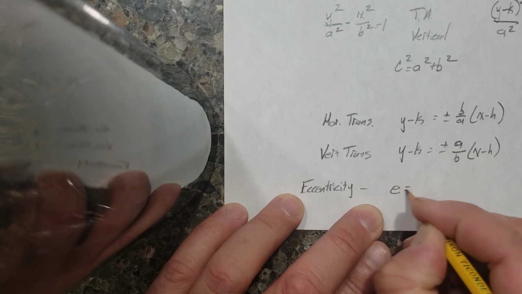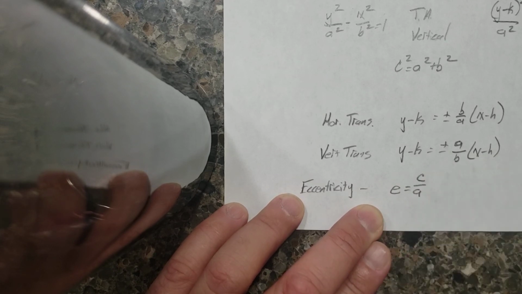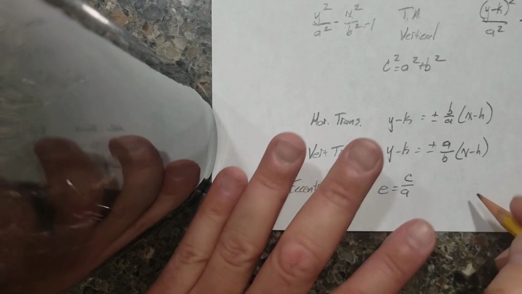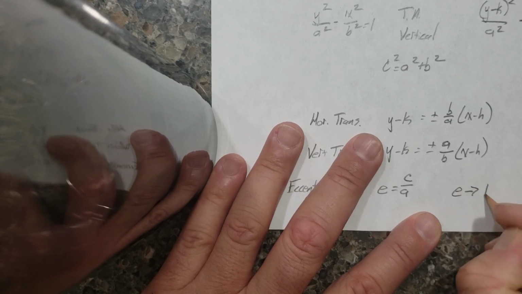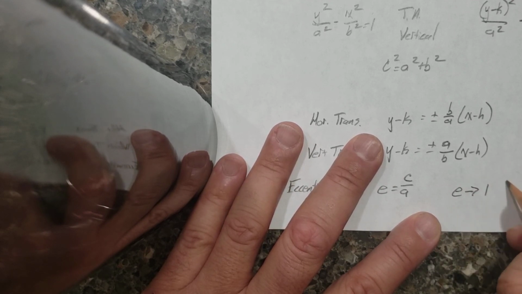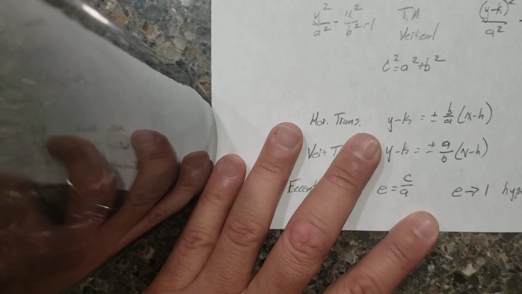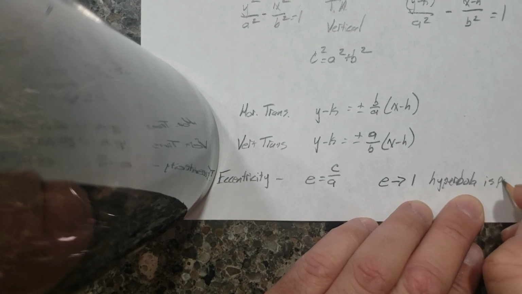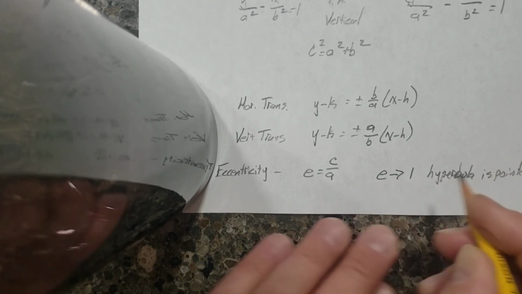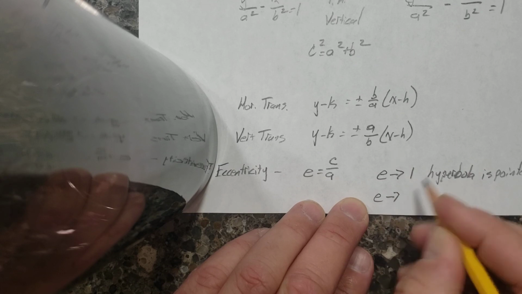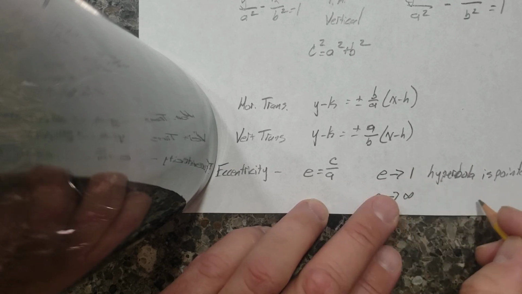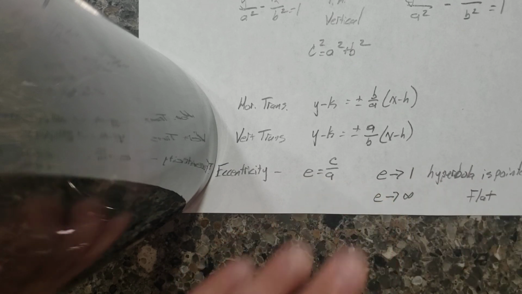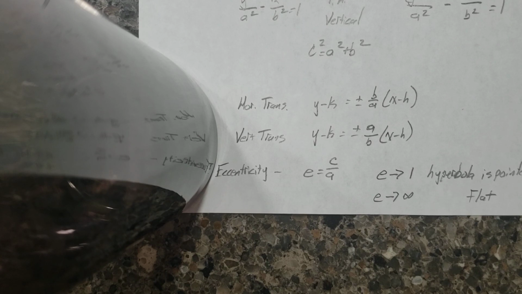Your eccentricity is c over a. As e approaches 1, your hyperbola becomes pointed. It's more pointed. As your eccentricity approaches infinity, it becomes flatter. So that's it for hyperbolas.